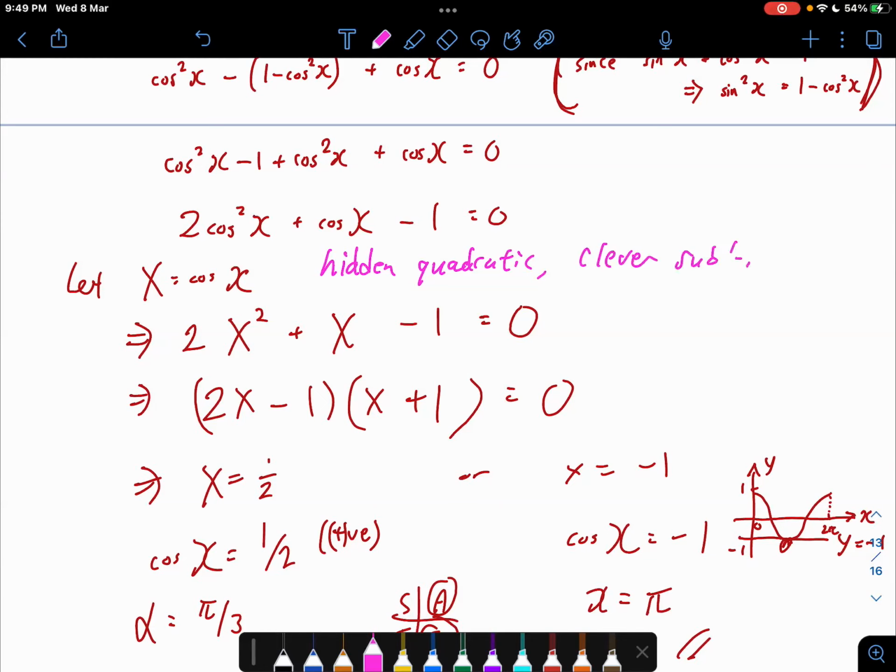Clever substitution. What's a clever substitution? Capital X equals cosine x. So this becomes 2x squared plus x minus 1. The quadratic can be factorized into this. Solving, you get half and negative 1.